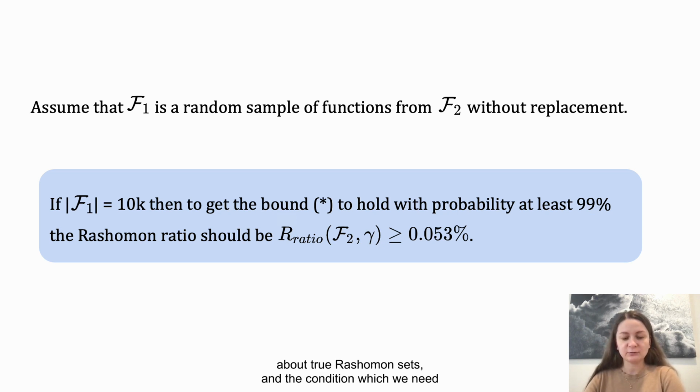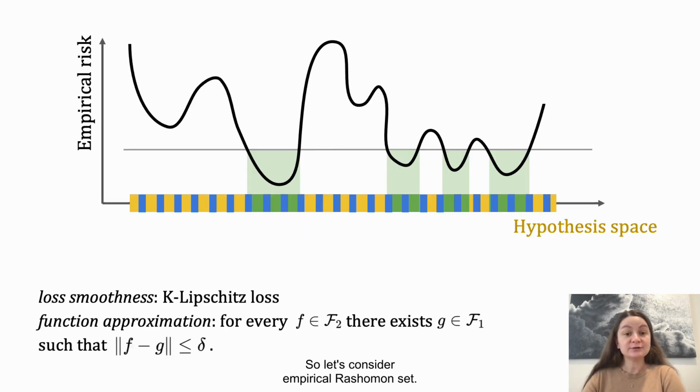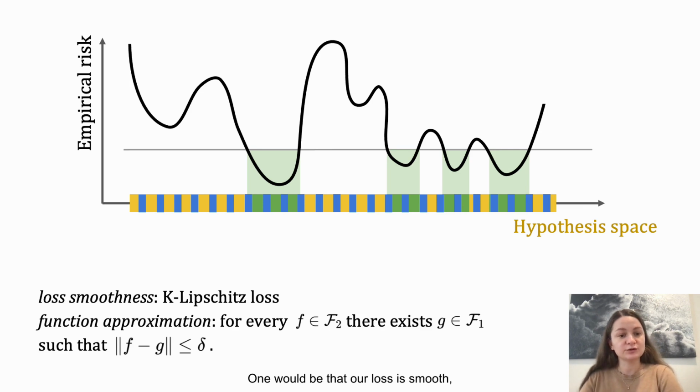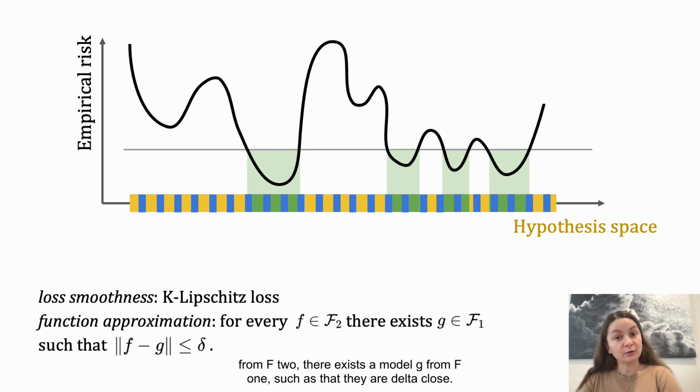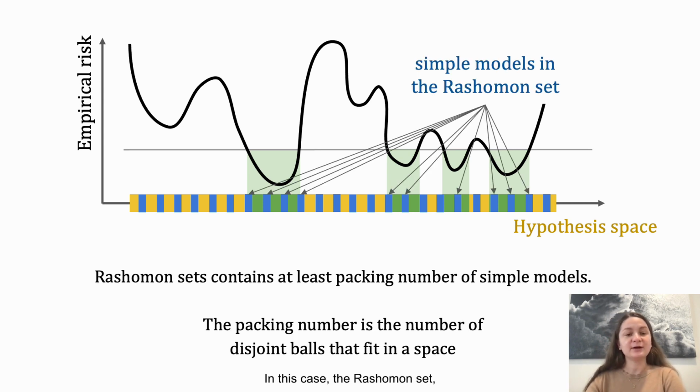Okay, let me also give you another example. We just talked about true Rashomon sets, and the condition that we need to check, whether it contains one simple model, we cannot check. So let's consider empirical Rashomon sets. Let's consider again the empirical risk, and let's make two assumptions. One is that our loss is smooth, so we have a K-Lipschitz loss. Another is that we have good approximation guarantees between our spaces, meaning that for every model F from F2, there exists a model G from F1 such that they are delta close. In this case, the empirical Rashomon set contains at least the packing number of simple models.